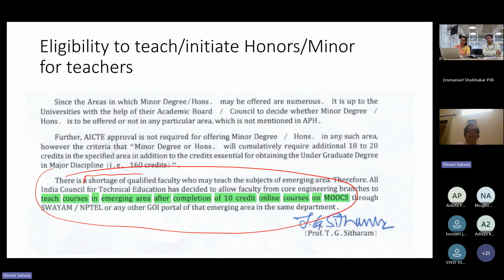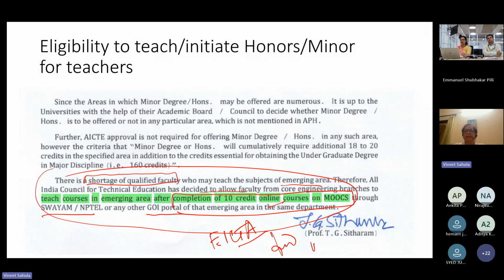AICTE highlights that there is a shortage of faculty in emerging areas. True. But it also says that faculty from core areas may be allowed to teach emerging area subjects after they complete at least 10 courses, online courses from MOOC, SWAYAM, NPTEL, and GOI portals. Our AICTE Academy is a GOI portal with GOI-governed funding, and we have funding from the Ministry of Electronics. So our courses are eligible there.